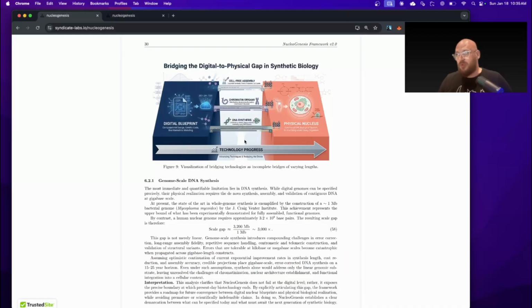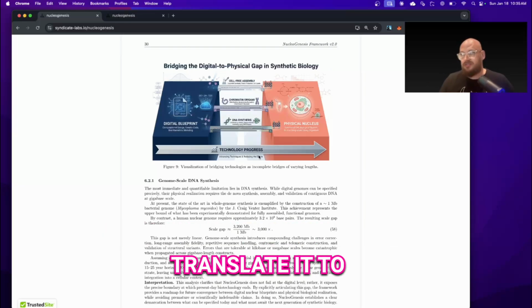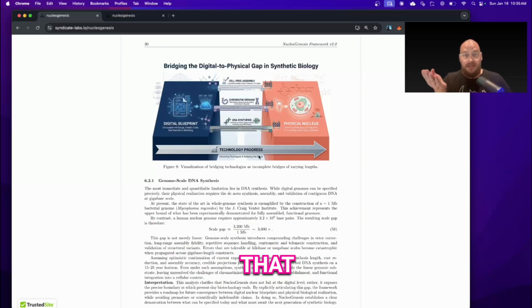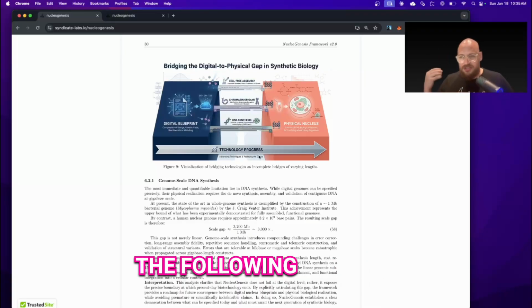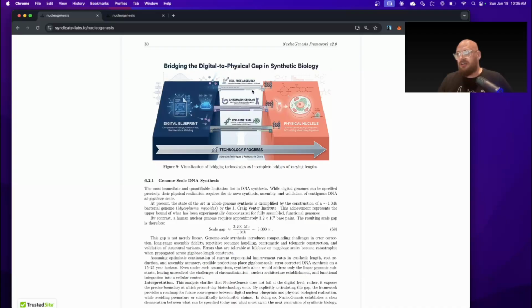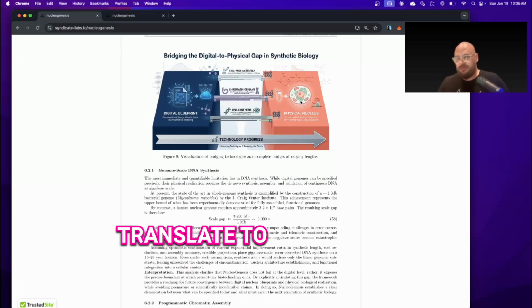But let's talk about where the gaps exist, right? So we have this whole process. We build the nuclear blueprint manifest, and we're trying to translate it to a physical nucleus. That's one way, aside from the other use cases that we'll talk about in the following sections. But we know that cell-free assembly, all right, we can't do that. We can't take the chromatin organization information, right? So we're limited there. DNA synthesis, right? We're limited in that it's not going to translate to a functional cell, right?